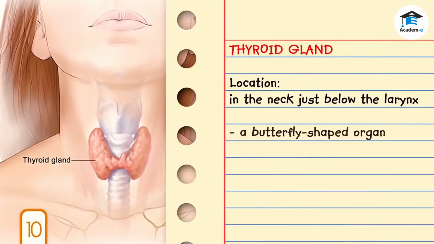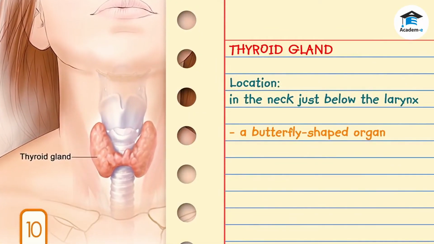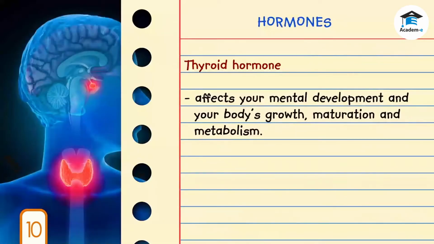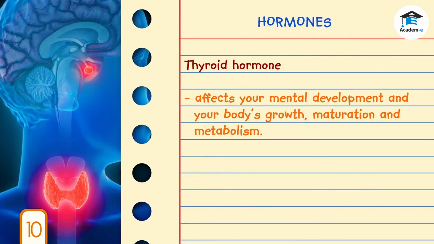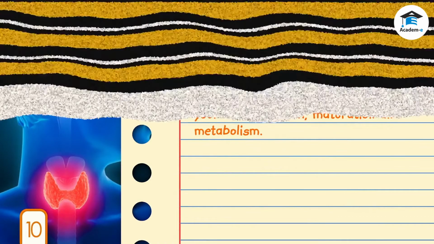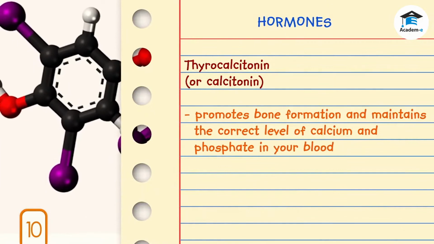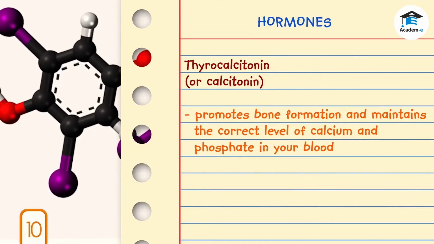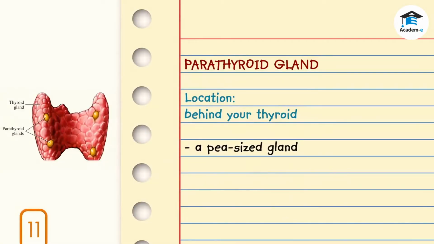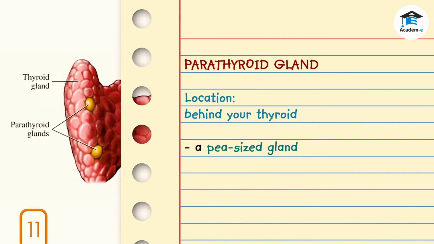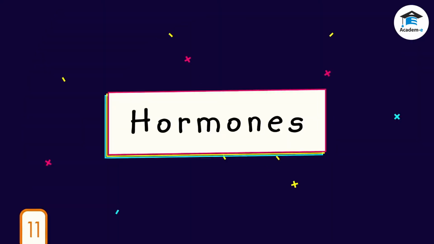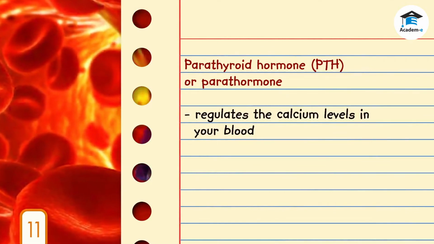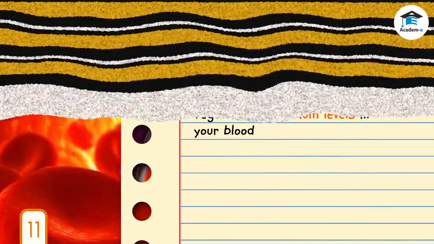The thyroid gland is a butterfly-shaped organ located in the neck just below the larynx. Hormones. Thyroid hormone affects your mental development and your body's growth, maturation, and metabolism. Thyrocalcitonin, or calcitonin, promotes bone formation and maintains the correct level of calcium and phosphate in your blood. The parathyroid gland is a pea-sized gland located behind your thyroid. Hormones. Parathyroid hormone, PTH, or parathormone, regulates the calcium levels in your blood.